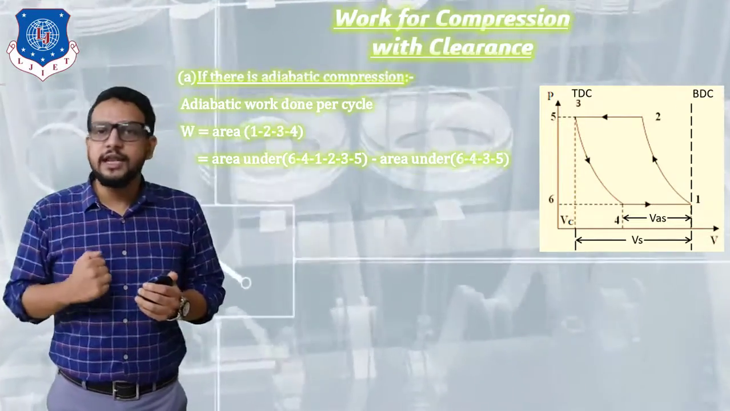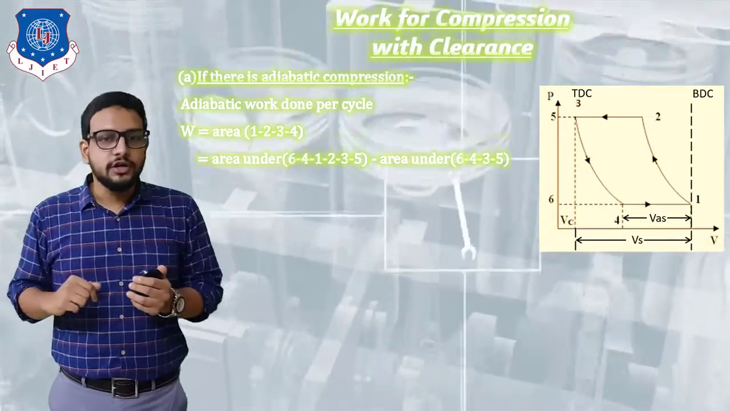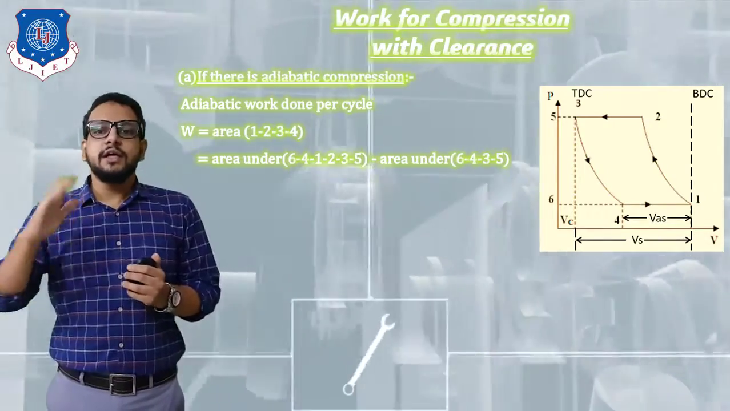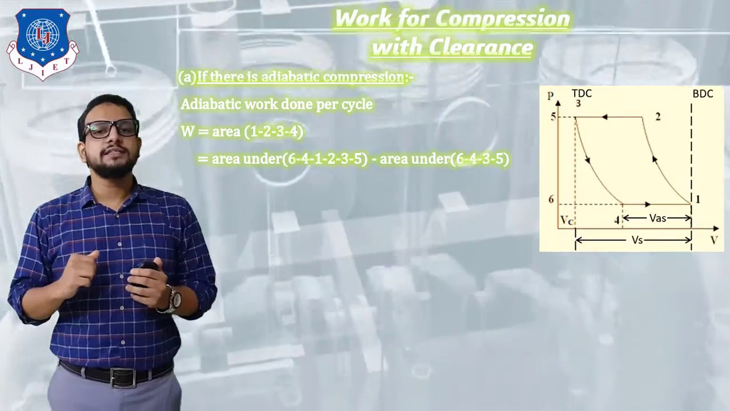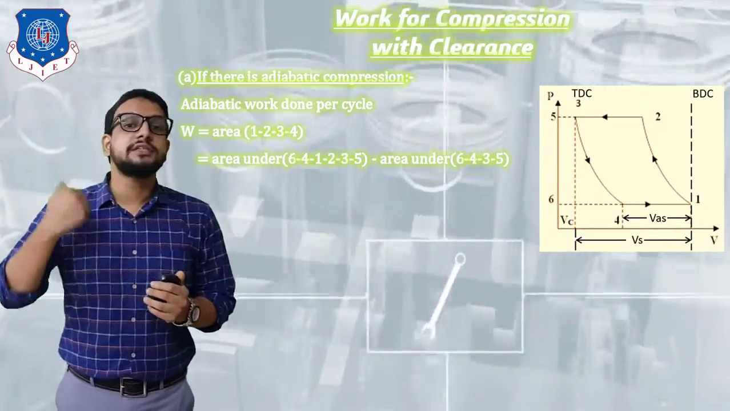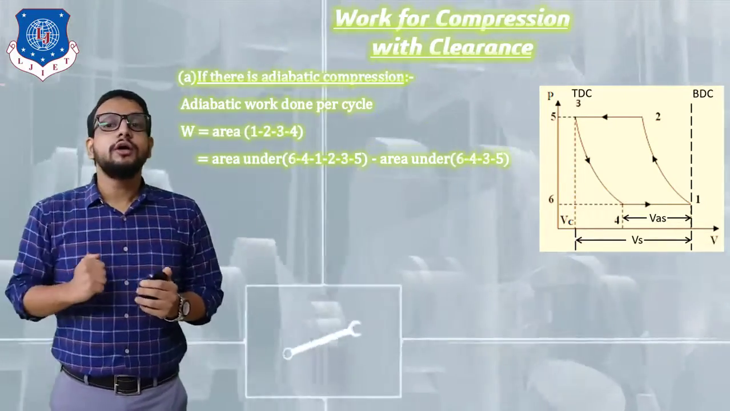Now let's begin with the derivation of work input to a compressor. Considering our first case, that is if there is adiabatic compression, we can say that the adiabatic work done per cycle W is equal to our area.